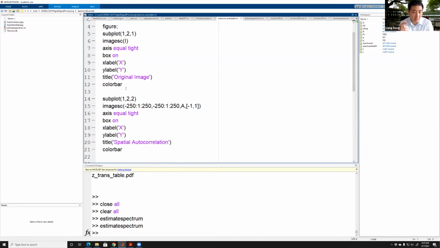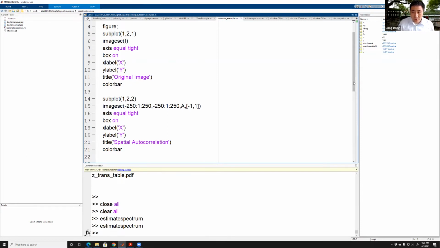Now again, I'm plotting the image, but it's really a 3D plot, right? The x-axis is the xy of my image. The y-axis is the value of the pixel. In this case, it's a color.